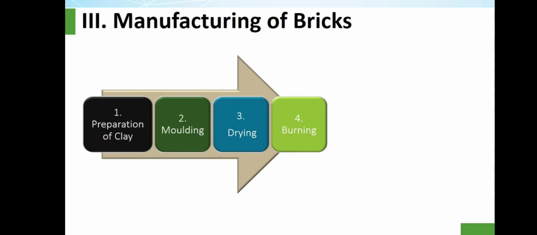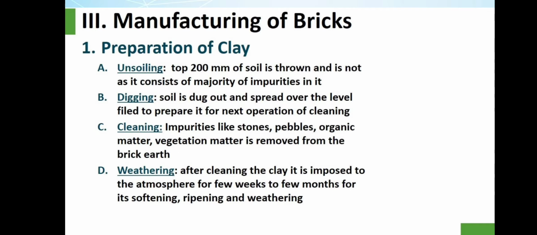Manufacturing of bricks: first, preparation of clay; second, molding; third, drying; fourth, burning. First, preparation of clay. A, soiling. The top 200 mm of soil is thrown away as it consists of a majority of impurities. B, digging. Soil is dug out and spread over the level field to prepare it for the next operation of cleaning. C, cleaning. Impurities like stones, pebbles, and organic and vegetable matter are removed from the brick earth.